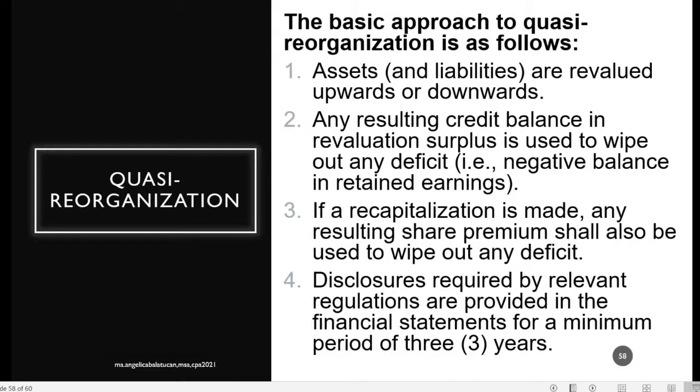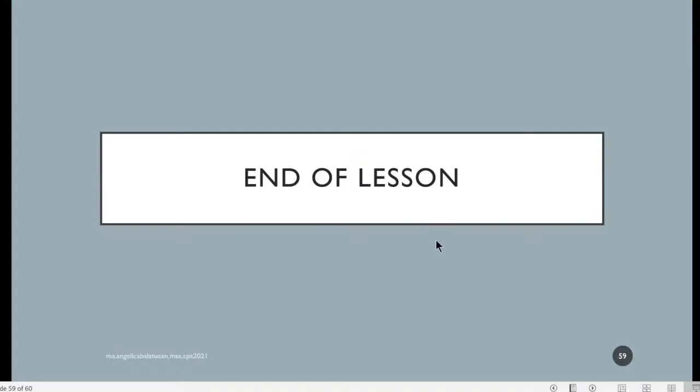The basic approach to quasi-reorganization is as follows. The assets and liabilities are revalued upwards or downwards. Any resulting credit balance in revaluation surplus is used to wipe out any deficit. If a recapitalization is made, any resulting share premium shall also be used to wipe out any deficit. Then disclosures required by relevant regulations are provided in the financial statements for a minimum period of 3 years.